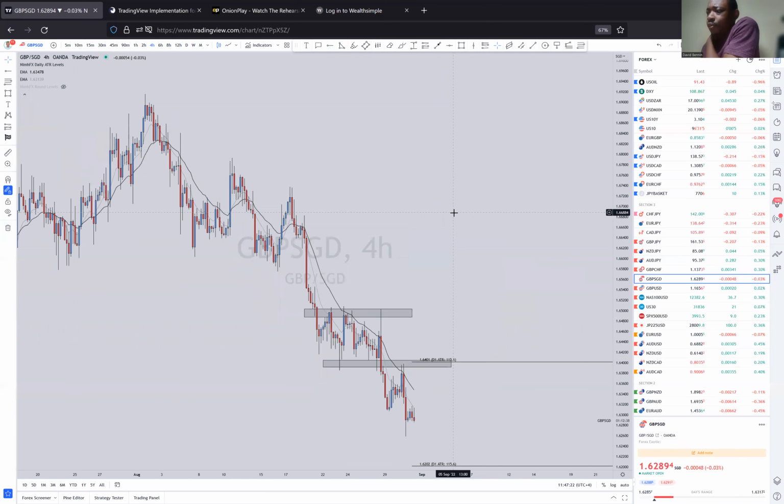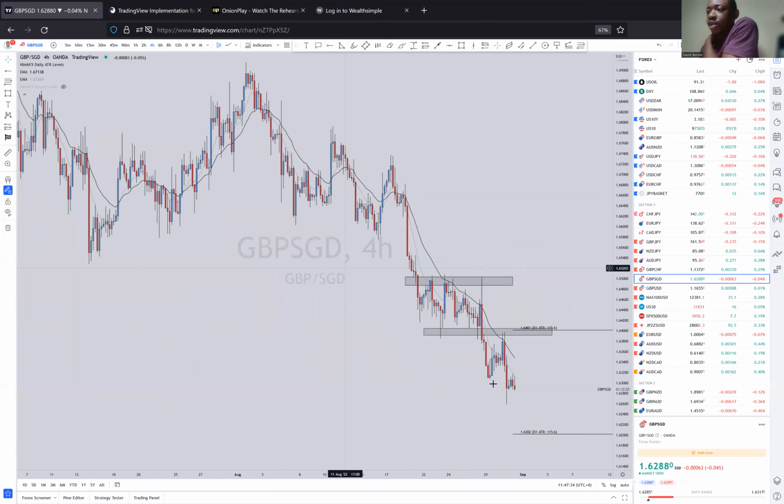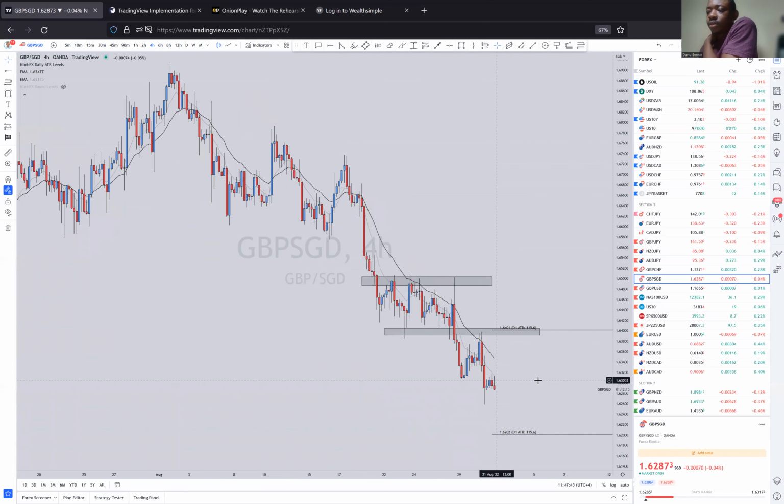SGDJPY. Very bearish. I don't trade this, but I use it as a correlative instrument here. Very, very bearish here.